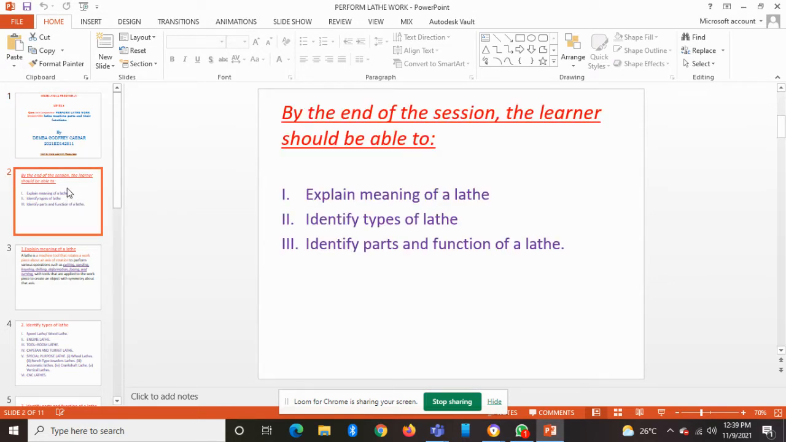By the end of the session, the learner should be able to perform the following. 1, explain the meaning of a lathe. 2, identify types of lathe. And 3, identify parts and function of a lathe. Before I proceed, let me pose a question to the class. What is a lathe? Anybody who knows can answer it?